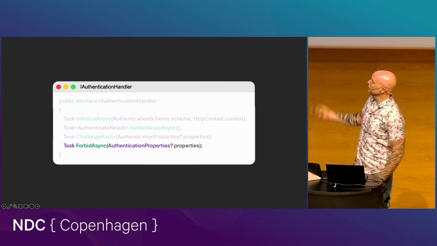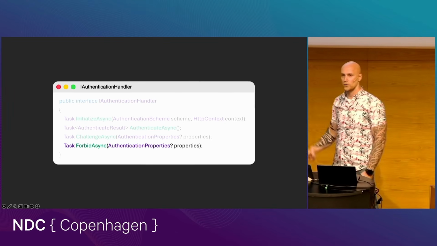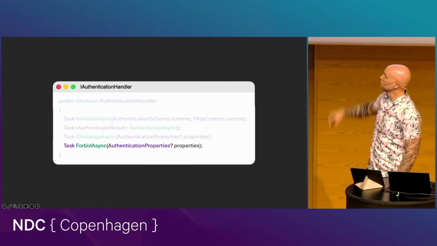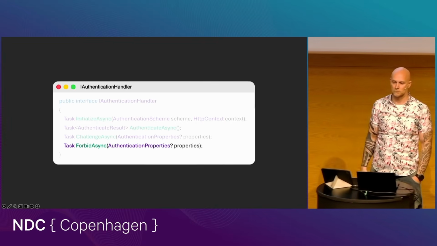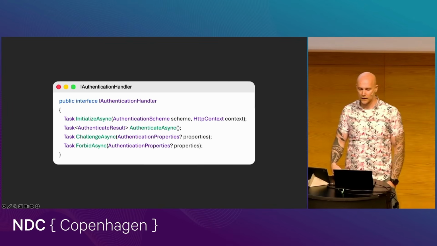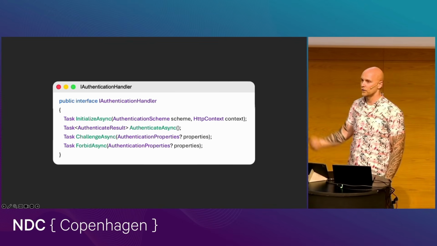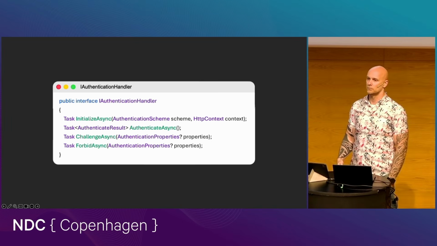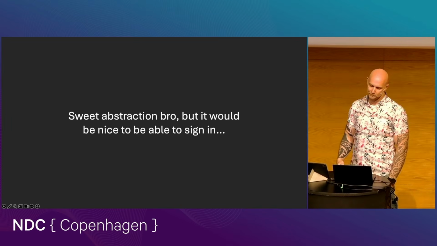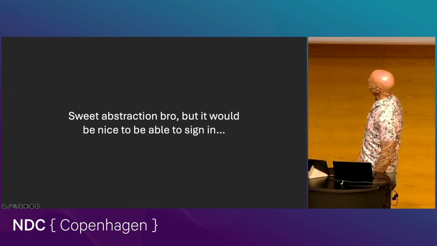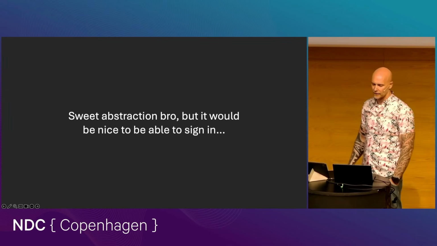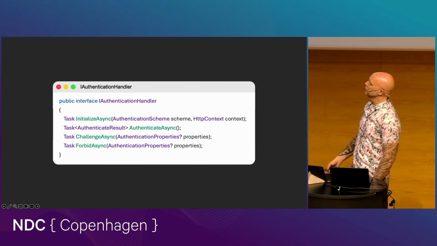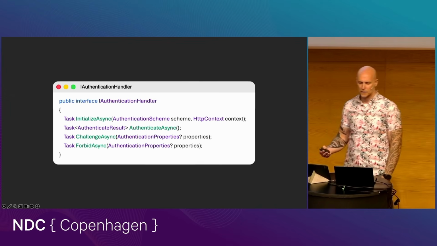And for ForbidAsync, it's kind of the same thing. We have an authenticated user trying to reach a resource that he or she is not allowed to read or access. Do something. That's it. That's the entire thing that is authentication. If you can figure these 4 things out, you can pretty much build your own handler and you're good to go. Now, that is kind of cool, but nowhere in that is there actually something that says sign in or sign out, which is kind of a big part of authentication.